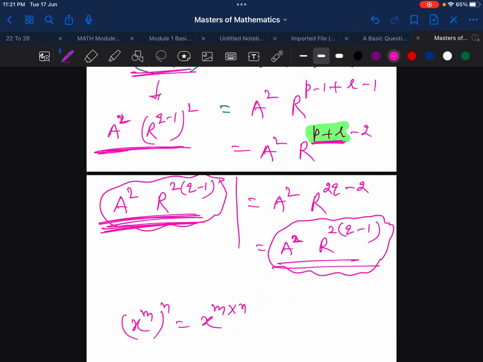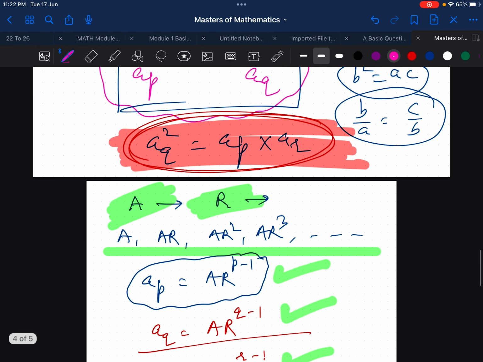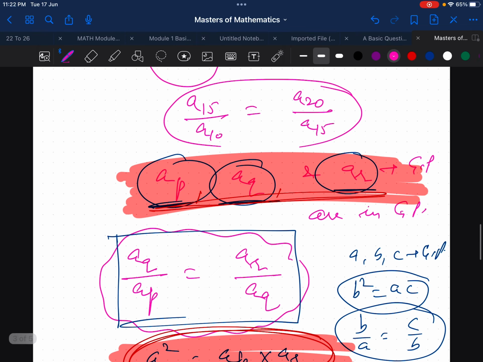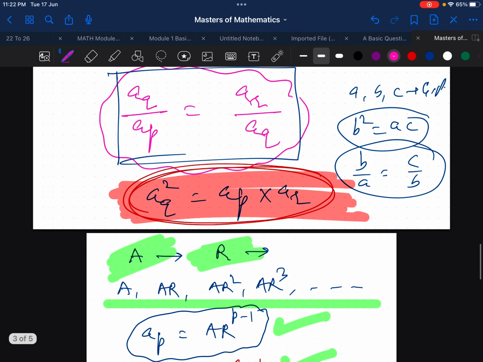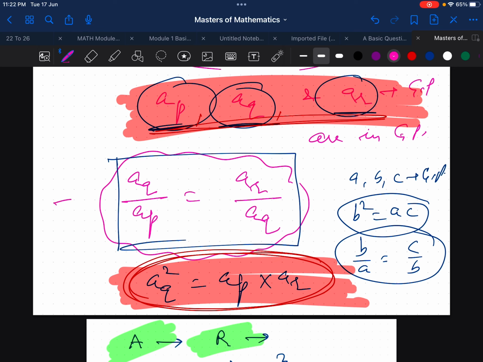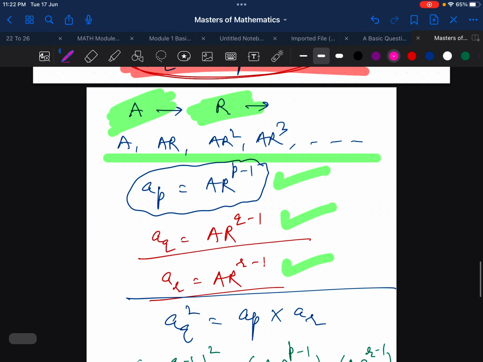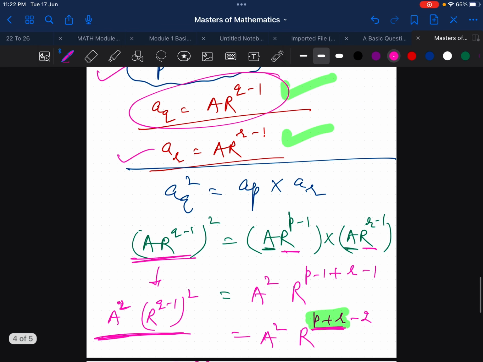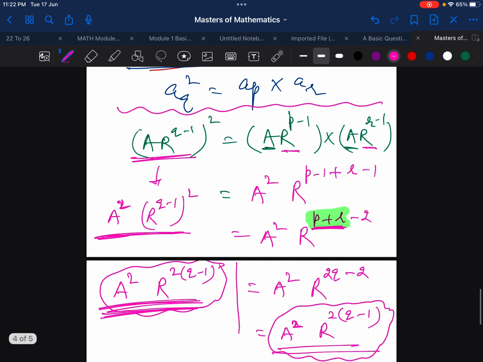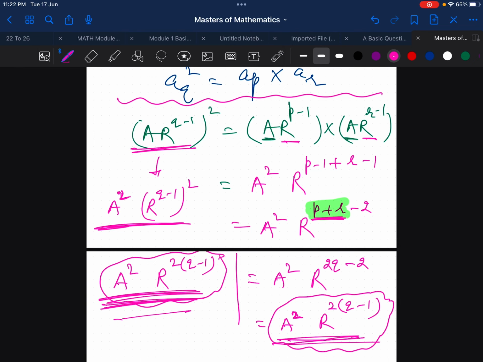So we can understand that the Pth term, Qth term and Rth term of this GP are in GP. I have written that if they are in GP, then the Qth term divided by the Pth term has to be the same as the Rth term divided by the Qth term. When I cross multiplied it, AQ square equals AP into AR. I have put AP and AR in the RHS, and AQ as AR raised to power Q minus 1 in the LHS, and I have calculated that LHS and RHS are the same, hence proved.